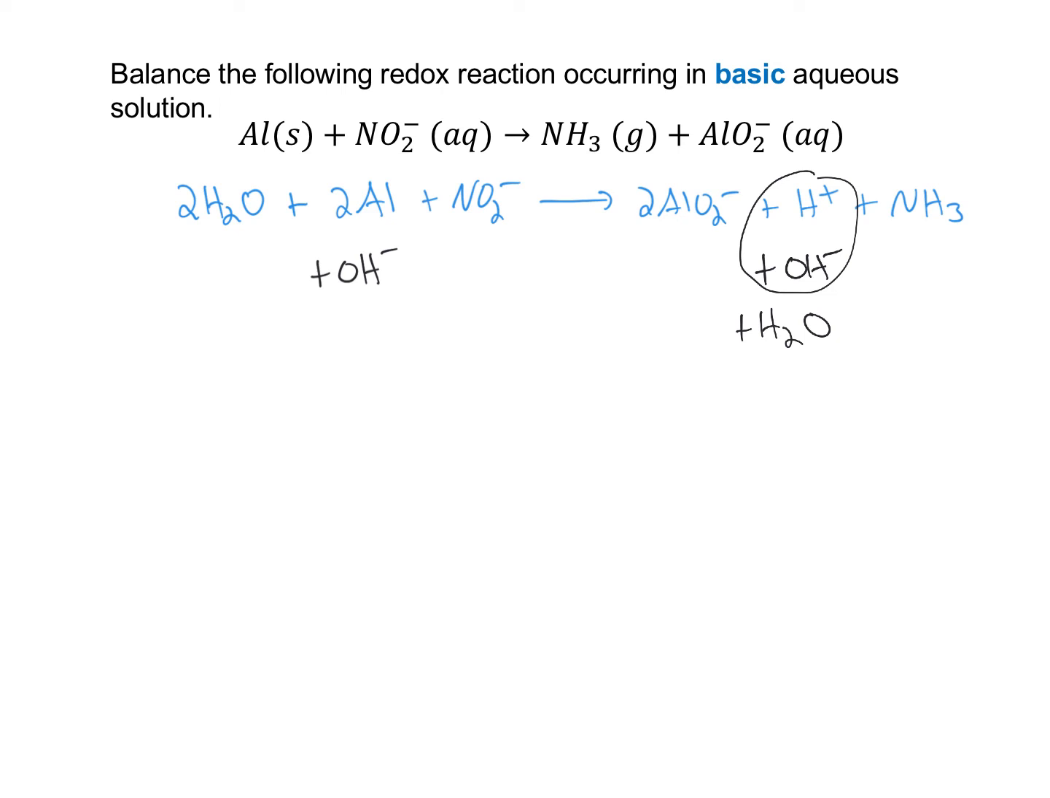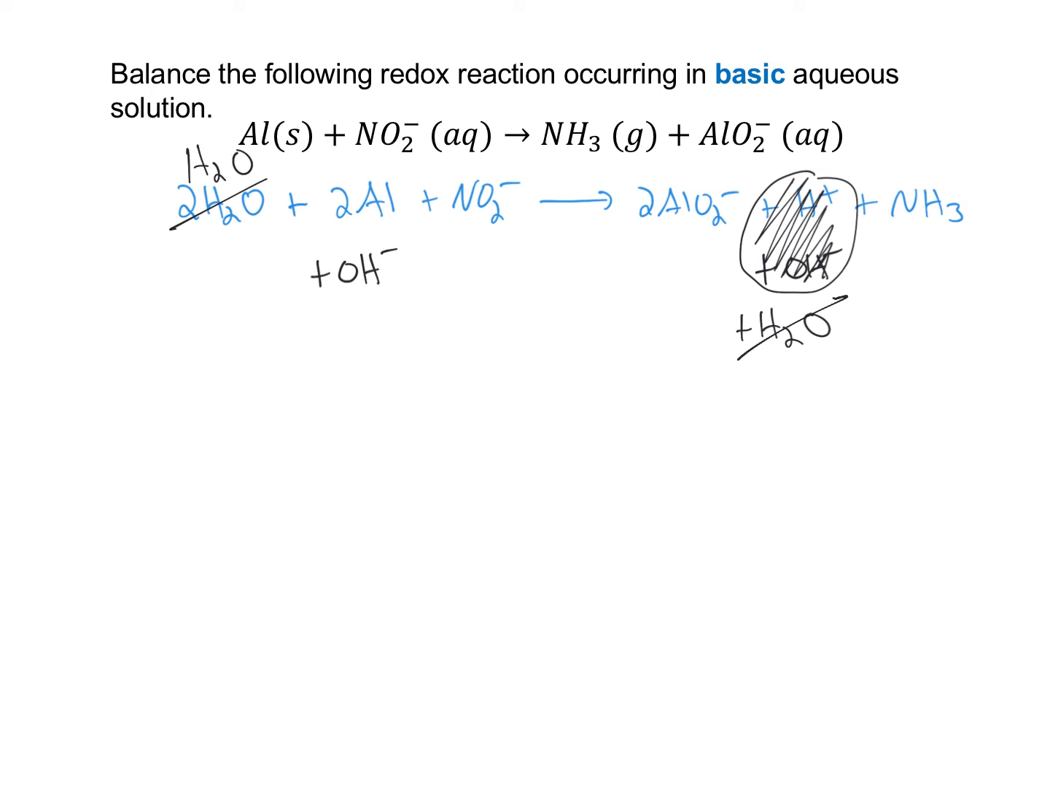All right, so I'm going to scribble those guys out. They're gone. Instead of an H plus and OH minus, I have a water. All right, but now I have 1 water on the products. I have 2 waters on the reactants. So this water will cancel. Instead of having 2 waters, I'll just have 1.